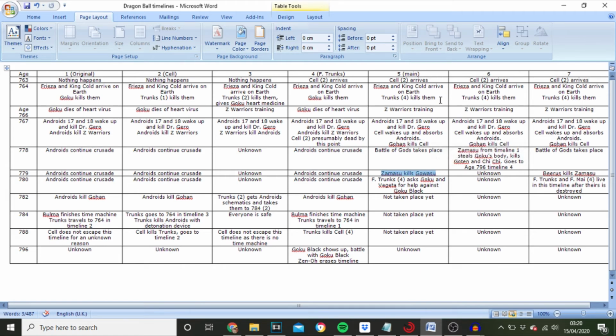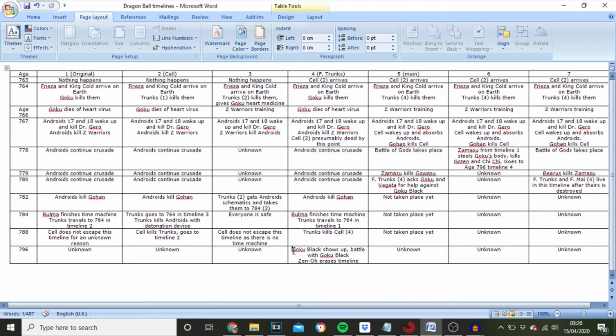Which is exactly the same. It's copy and pasted. Everything's copy and pasted from the last timeline. So because timeline 5 is what's being copied here to create timeline 6, the cell situation, all this stuff from timeline 5 is copied into timeline 6. The difference here is that when Zamasu goes to timeline 6, he swaps bodies with Goku and kills Goten and Chi-Chi.